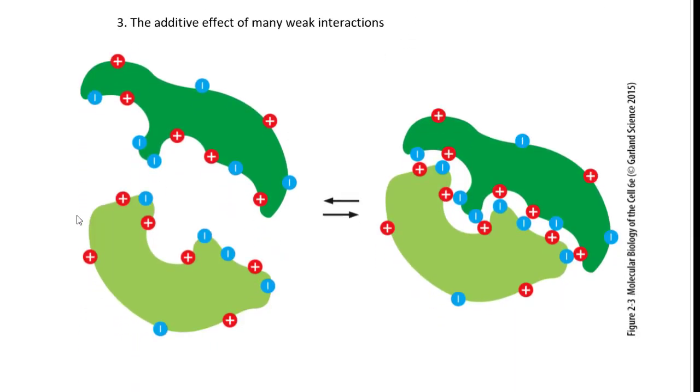Now, the additive effect of many weak interactions will lead to a strong interaction. This picture right here is showing you two binding surfaces between two different molecules. Imagine these are two proteins. So you have one protein, let's call this A, we'll call this B, and A and B will bind to each other, forming a complex.